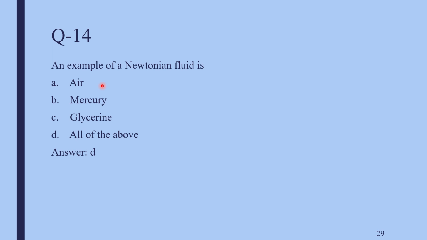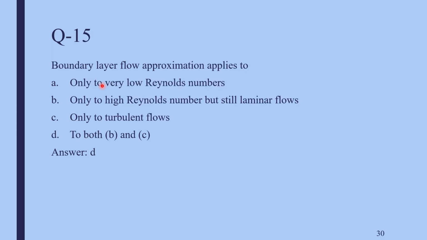So we'll go to question 15. Question 15 is about the boundary layer flow approximation. It applies to option A, only to very low Reynolds number; option B, only to high Reynolds number but still laminar flows; option C, only to turbulent flows; option D, both B and C.